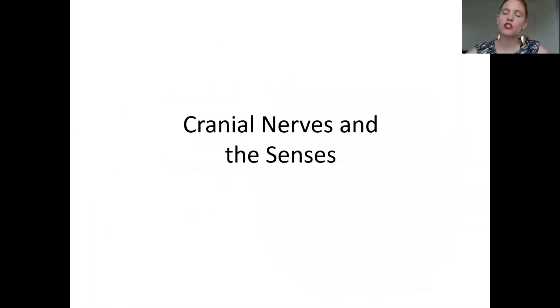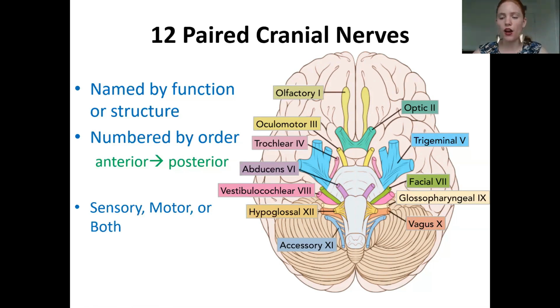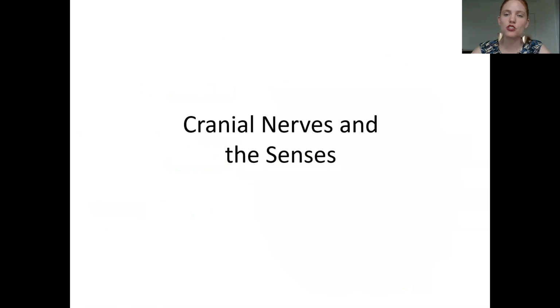Instead of just going 1 through 12, I think it's more interesting to group them by function. So what I want to do is go through the cranial nerves based on their function. We're going to start off with sensory, so cranial nerves that carry sensory information. Now, many of these cranial nerves are mixed, which means they can carry both sensory information and motor information. So we're going to talk about some of these nerves multiple times. Let's start with ones that are related to the senses.